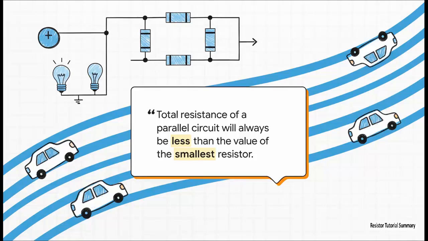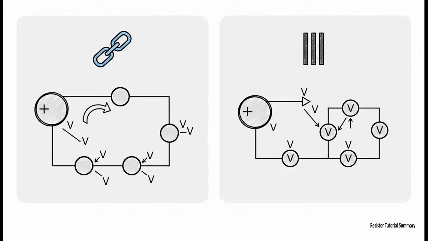Kinda cool, right? So let's just put them head to head for a second. Series: one path, a daisy chain. The current is the same for all, the voltage splits up, and the total resistance just goes up and up. Parallel: multiple branches, the current splits, the voltage stays the same, and the total resistance actually goes down. Getting this difference is like 90% of the battle in understanding basic circuit design.